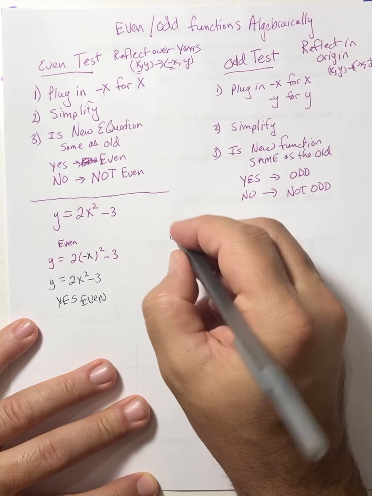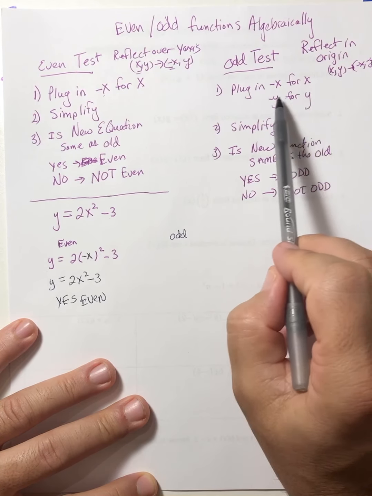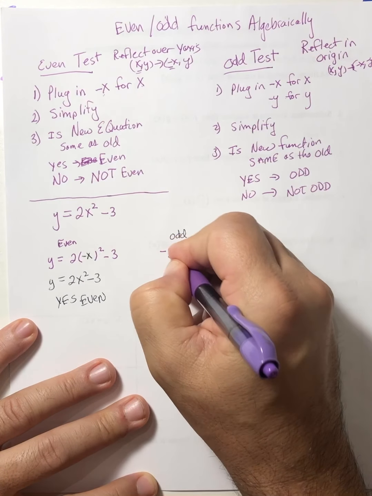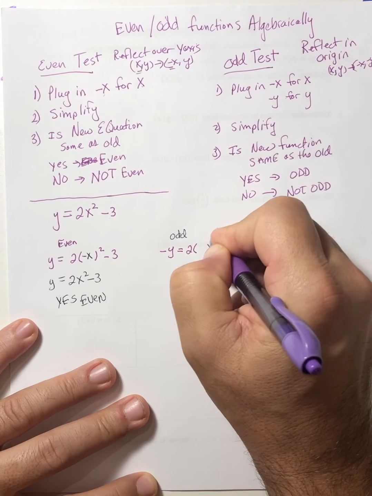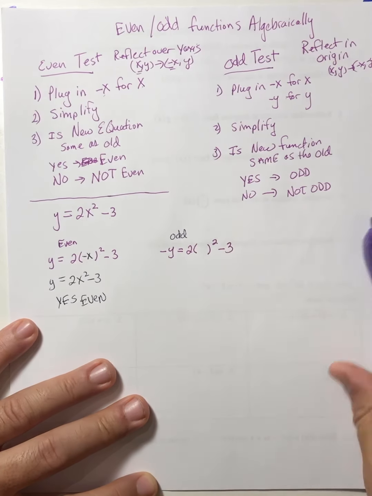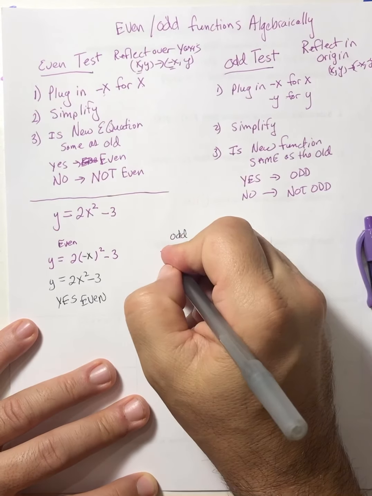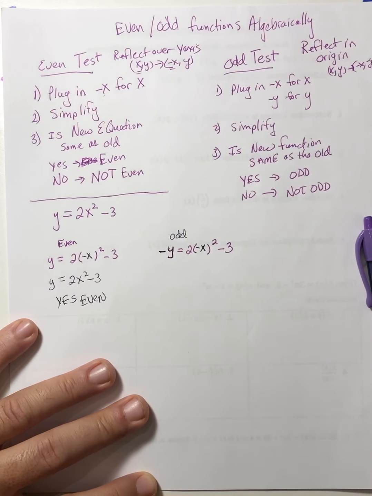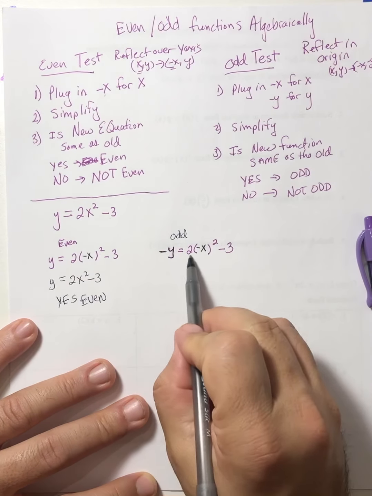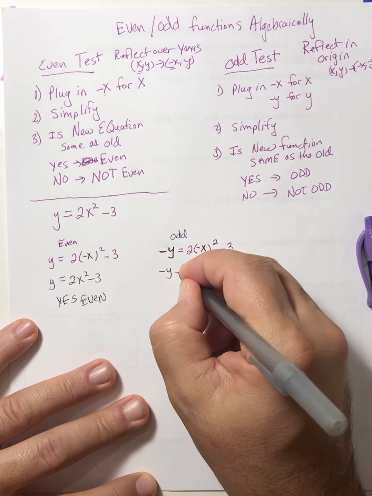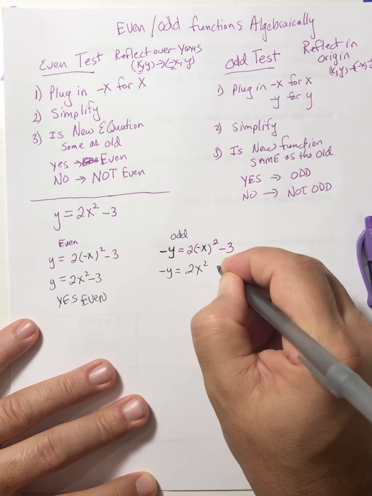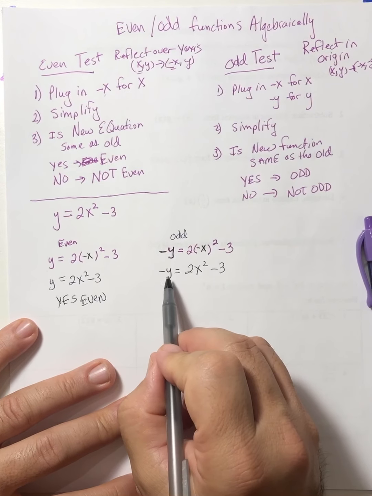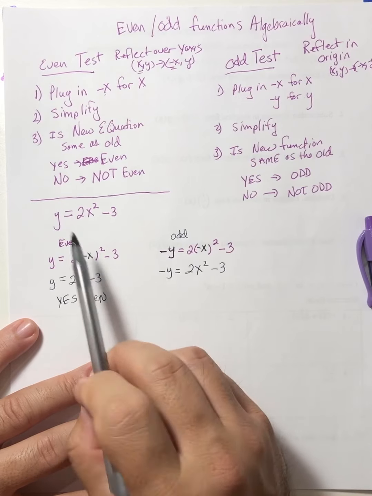So now on the odd test, we replace both the x's and the y's. So negative y equals 2 parentheses squared minus 3. Okay, and now I clean this up. So negative y is equal to 2x squared minus 3, right? Remember, negative x when you square it is positive.